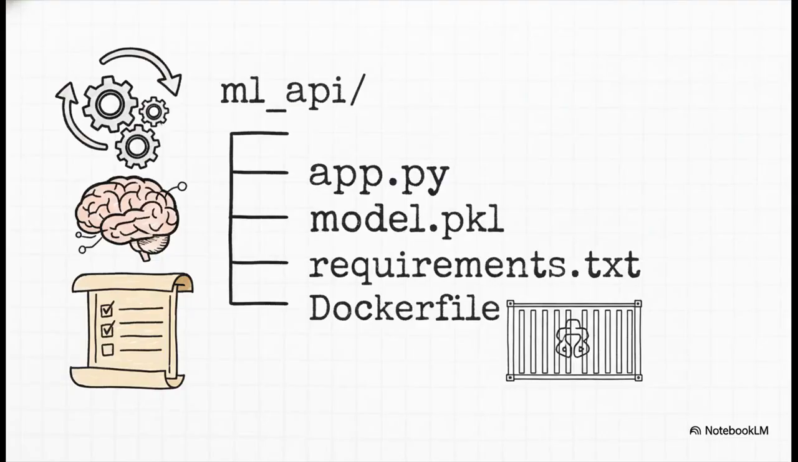Look, a clean project structure is absolutely non-negotiable for any real-world project. Here's a super standard layout. You've got your app.py, that's our API code. Model.pkl, that's our trained model. Requirements.txt, that's just a list of all the Python libraries our project needs. And finally, the Dockerfile. Think of that as the recipe for building our self-contained application.